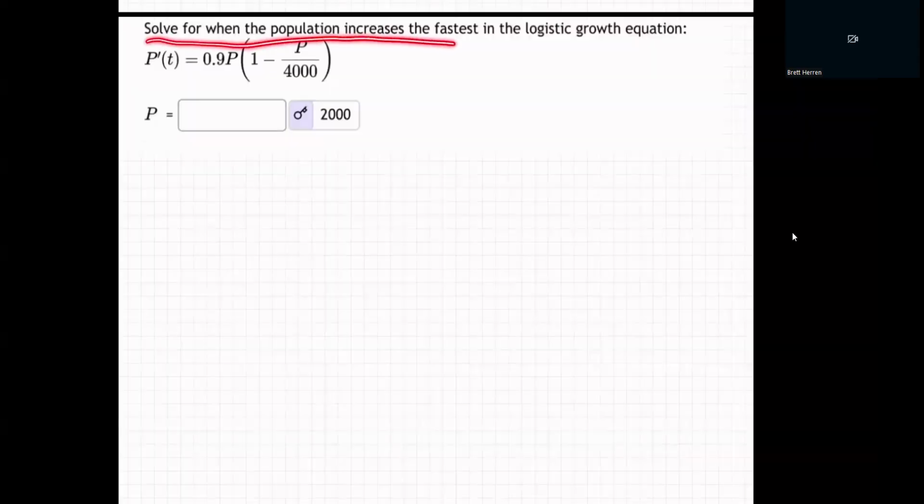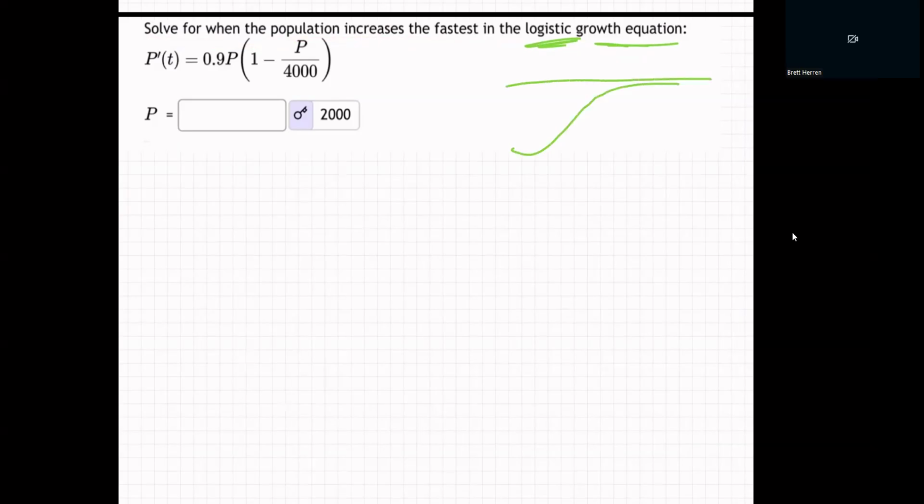Solve for when the population increases the fastest in the logistic growth equation. Logistic growth is exponential growth that reaches a maximum called a carrying capacity. So you have, and then this is called K, the carrying capacity. It grows, because real life populations have a maximum.